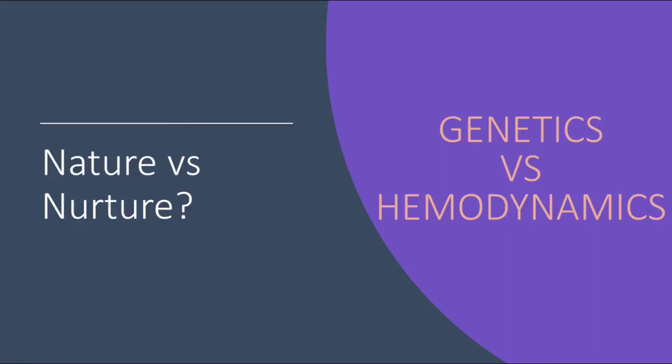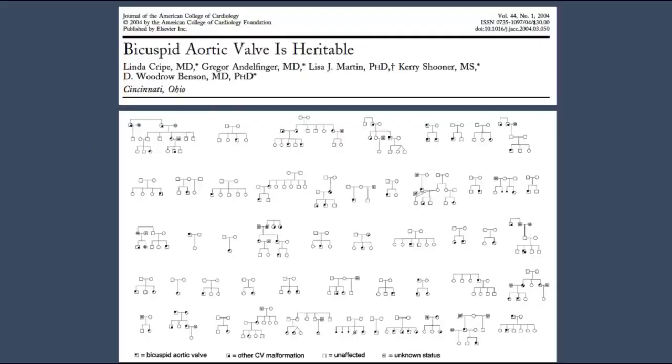And if we can better understand the relative contribution for a specific individual, then perhaps we would be able to give more specific and tailored treatment recommendations. So there's a lot of data out there to support this genetic hypothesis. First of all, we know that bicuspid aortic valve is heritable.